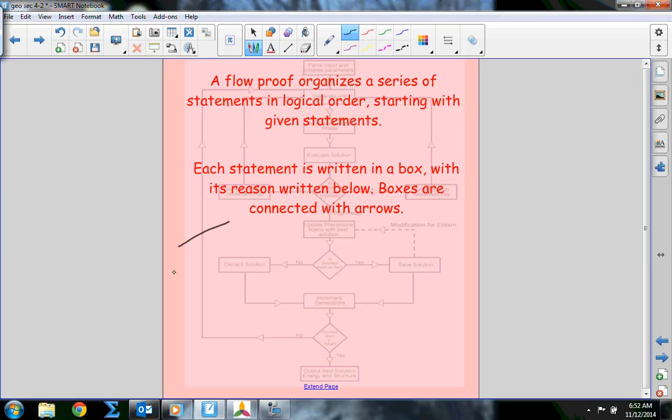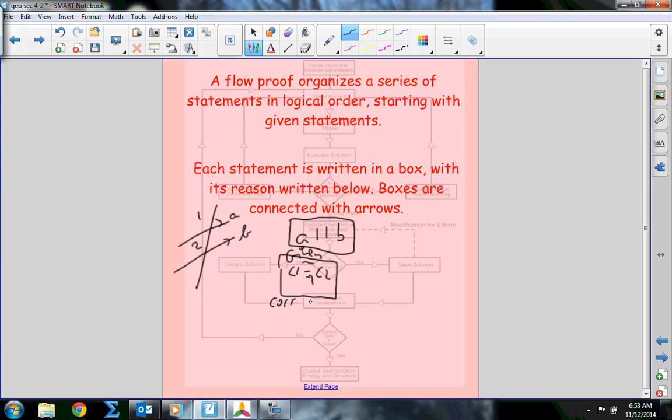So let's just say I have a picture like this. And I knew that line A was parallel to line B. All right? So that was what I would be given. So I might write A parallel to B. And I write the reason underneath. Uh-oh, don't slide. Like that. And then I write what I learned from that. So I might know that angle 1 is congruent, don't slide, to angle 2 because corresponding angles are congruent.